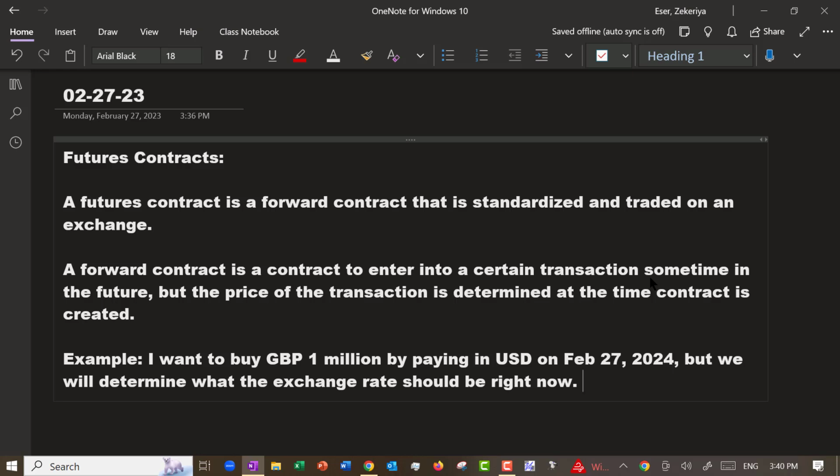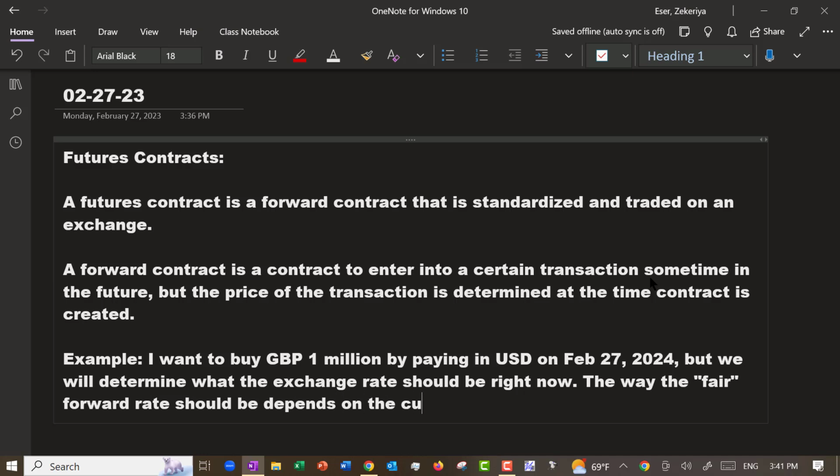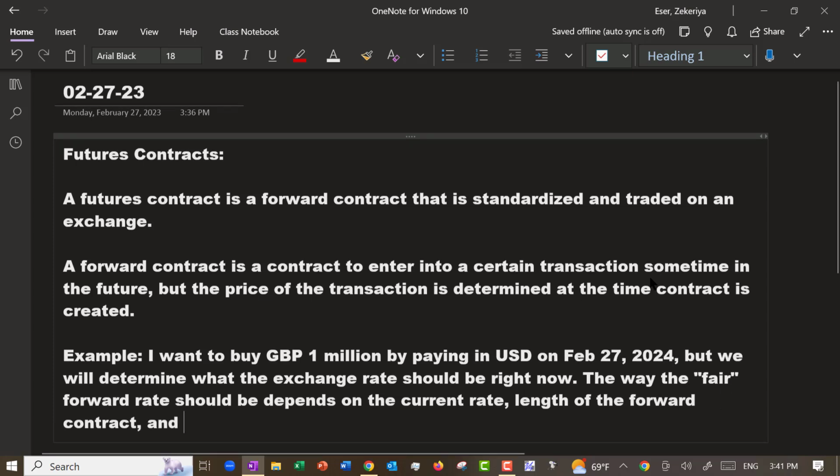And the way the fair forward rate should be depends on, obviously, the current rate, the length of the forward contract, and the interest rates for pound and USD.